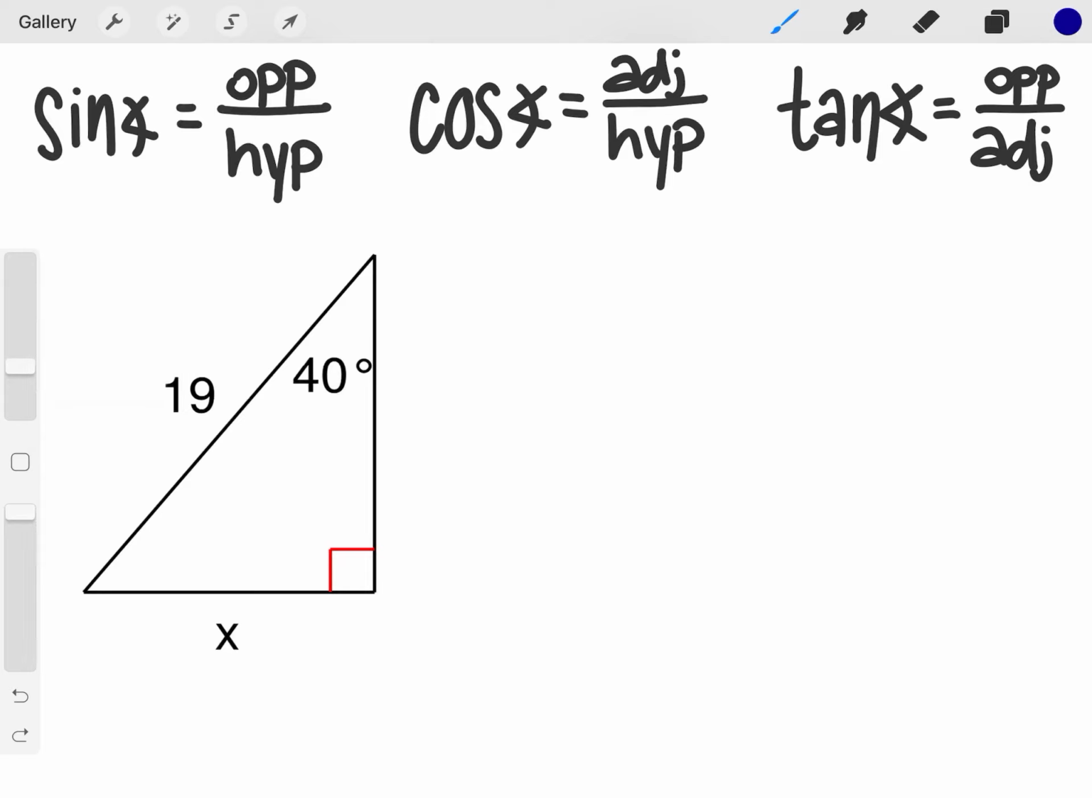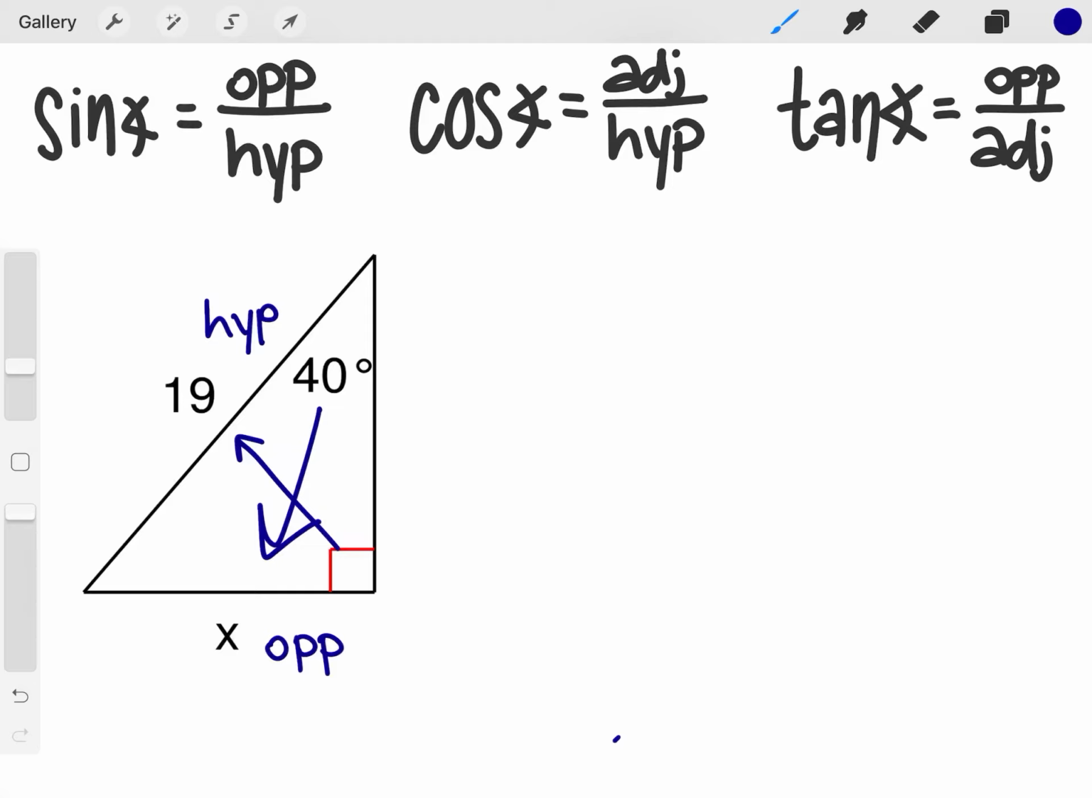So the angle is pretty easy. We don't need to do anything special there. We just know that that's the angle we're dealing with. We have to figure out what type of side each of these sides are. So we have x, which is opposite of the 40-degree angle. So this is our opposite side. We have 19, which is opposite the right angle, making it our hypotenuse.